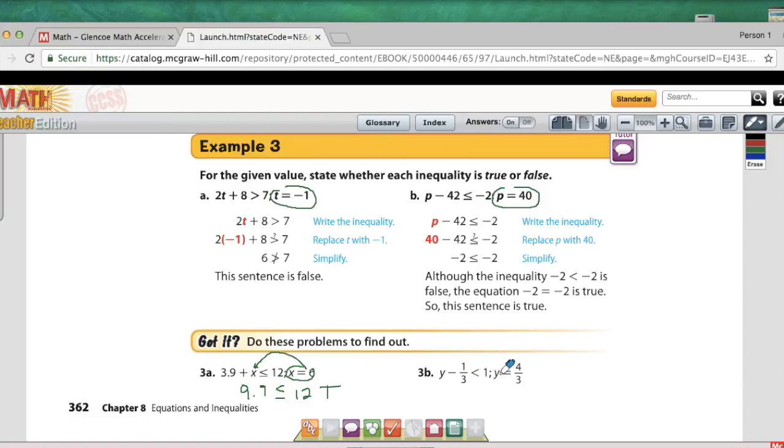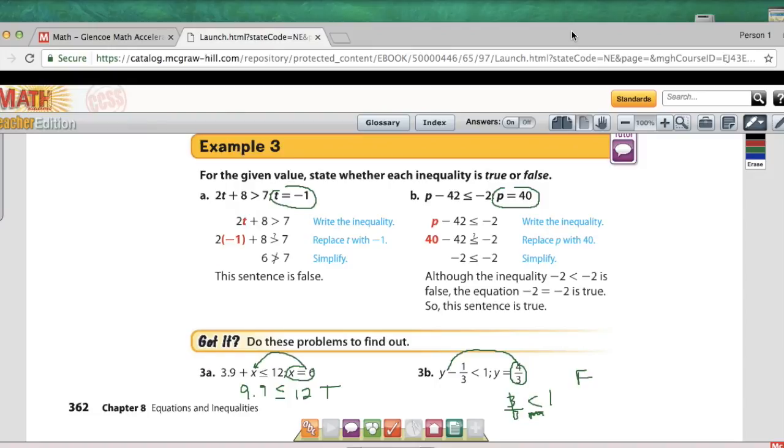For 3b, we're going to put 4/3 in for y. 4/3 minus 1/3 is equal to 3/3. Is 3/3 less than 1? 3/3 is 1. 1 is not less than 1, so this is false. The sentence is false. If there would have been a little line underneath there, we could have said true because 1 is less than or equal to 1. But in this case, it wasn't there, so we have to say false.